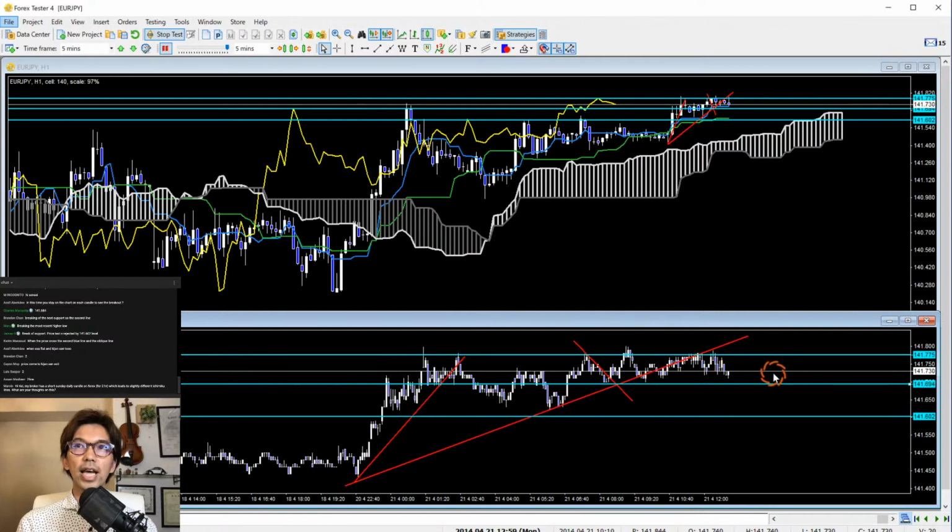And now it's sloping down. Looks like it's been resisted a couple of times in the past. 1, 2, 3, 4, and 5, and 6 times resistance. So it looks like this barrier is kind of strong here. So even if the price hits this level, 141.775 area one more time, it might be resisted and go downwards again.